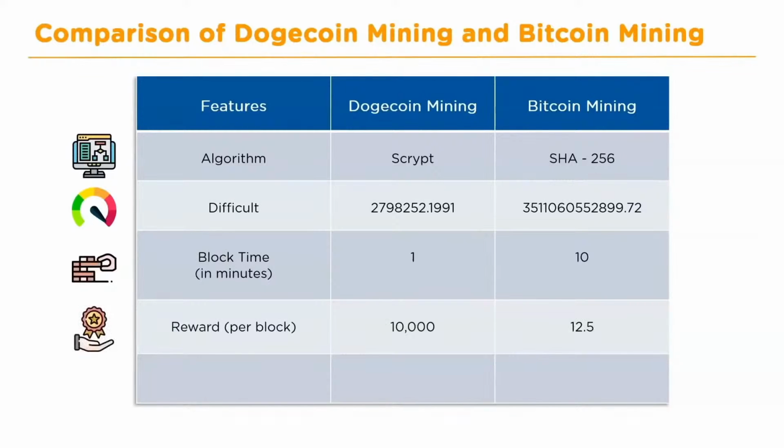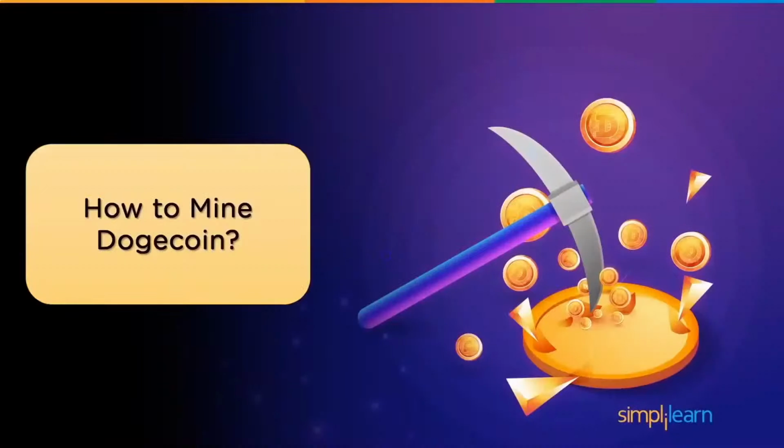And at fourth and fifth, we have reward per block and per block USD. It is the amount in USD paid to the miner for each block added to the network. Block reward for Dogecoin is 10,000 Dogecoins per block, which in USD is 27.36. For Bitcoin, it is 12.5 Bitcoin per block, and in USD, it is 86,391.63.